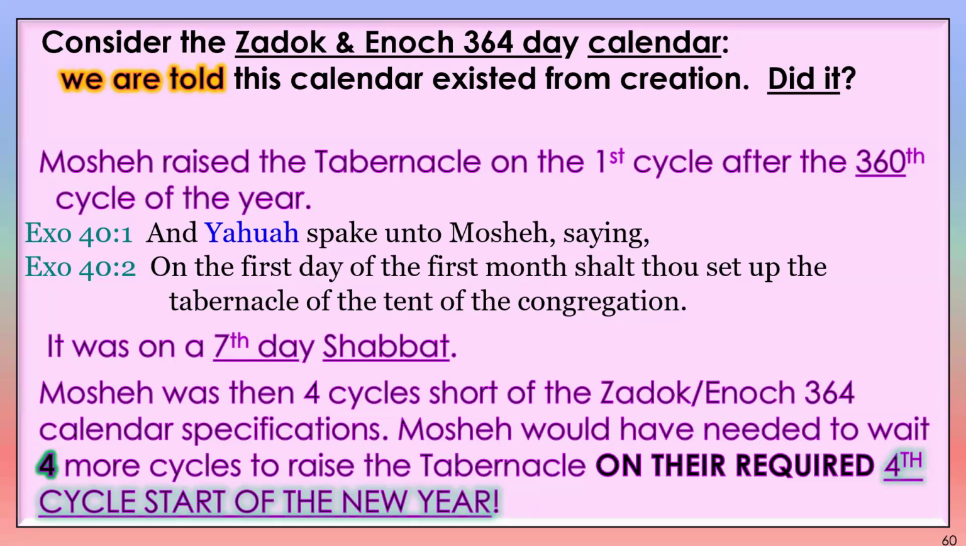Moshe was then 4 cycles short of the Zadok Enoch 364-day calendar specification. Let me read this again. Moshe, under Yahuwah's command, would then have been 4 cycles short of the Zadok and Enoch 364-day calendar specification. Moshe would have needed to wait 4 more cycles to raise the tabernacle on their required 4th cycle start of the year. We have a decision to make. What calendar was Moshe on? Was he on a 364-day Zadok calendar, which does not align with the words of Scripture? Or was he following the calendar of the covenant?